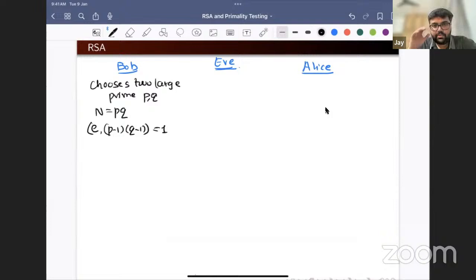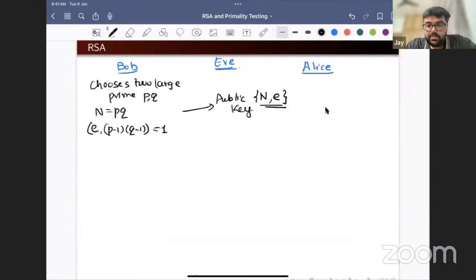So that's one part of our talk, how to test whether a number is prime or not, which will come later. There are two things which Bob does. One is take two large primes, take their product n, and choose an integer e such that GCD of e with p minus 1 and q minus 1 is 1. And then he makes this pair, n and e, public. This is called the public key of Bob.